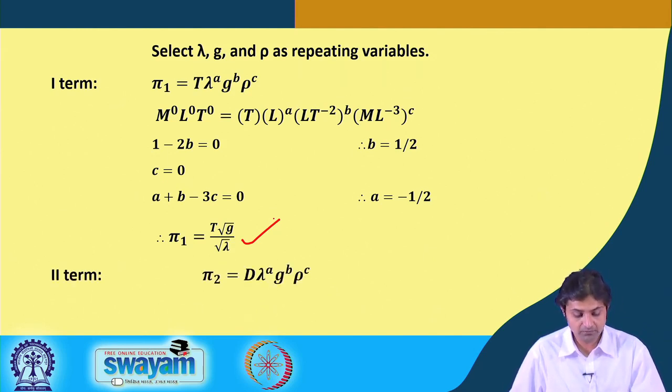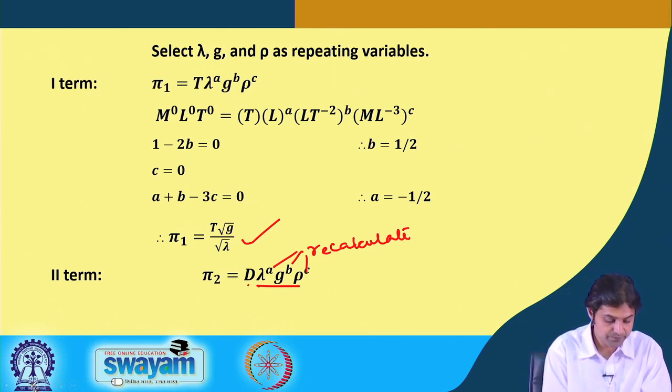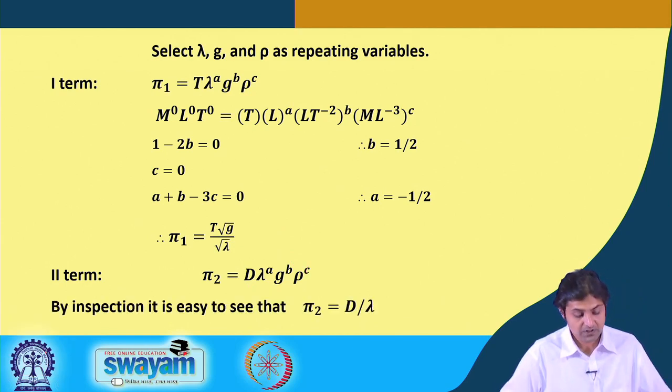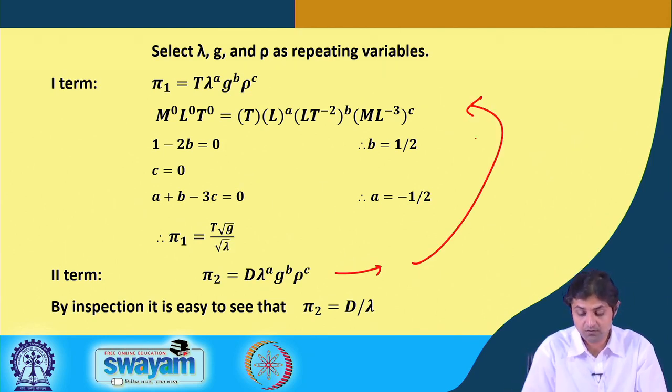Now, the second pi term is d times lambda to the power a, g to the power b, and rho to the power c. These repeating variables are the same, of course the exponents we will recalculate, because this is not the same, and instead of t we have put d, all right. By inspection it is easy to see that if you do the same analysis as this, you will find another pi 2 term as d by lambda. Please solve it at home.